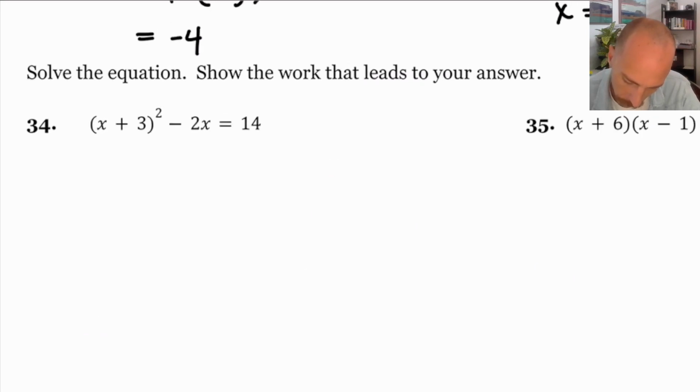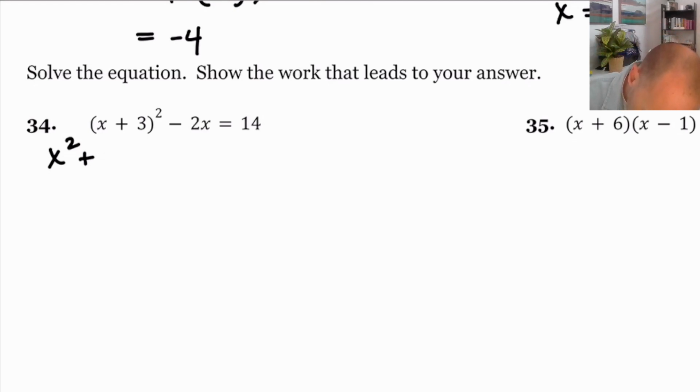34 is asking for us to solve our equation and show the work that leads to our answer. All right, so x plus 3 squared minus 2x equals 14. I'm going to square out the x plus 3 because I don't see any clever way of factoring. If you do, go for it. But it doesn't exist on this one. But sometimes there are algebra tricks that we might not see when we're putting together the question. But provided that your answer is correct and mathematically justified, I really don't care how you arrive there.